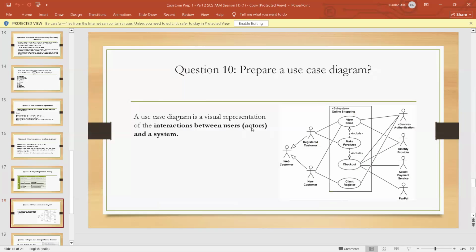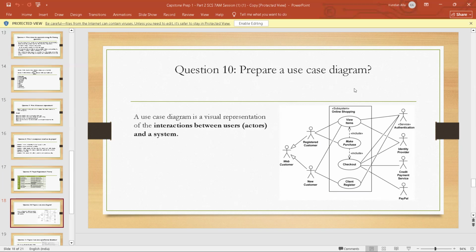So coming to the 10th question, it is all about the use case diagram. You all know that a use case diagram just shows the interaction between the user and the system. It shows how the user is interacting, which type of user is interacting with the system, and why he is interacting with the system. Here also we have some components: actors, use cases, system boundary, and relationships.